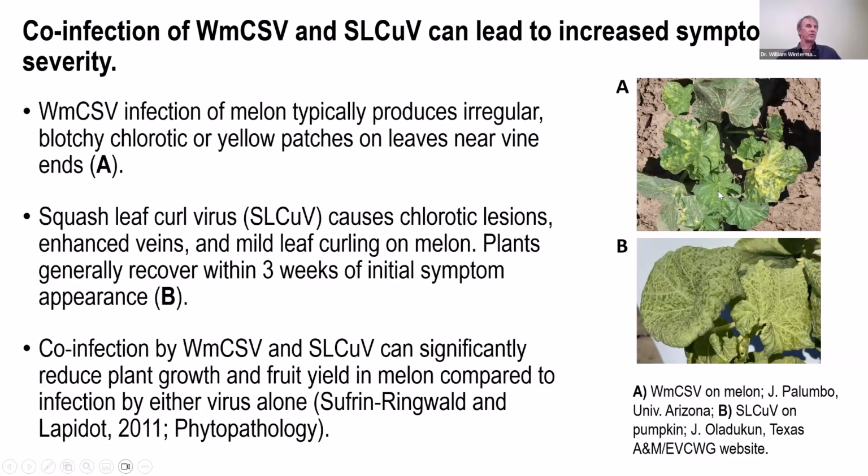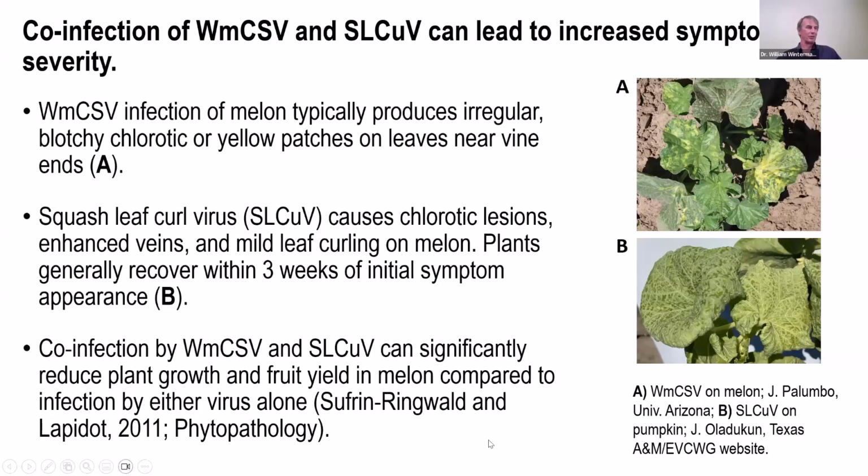As you can see on the top photo with watermelon chlorotic stunt virus alone, you see that kind of blotchy yellow pattern on the leaves. The squash leaf curl symptom, this is actually the same photo that Femi showed in his presentation a few minutes ago, single infection of squash leaf curl virus. Squash leaf curl was first found in the western United States in Arizona and California. Watermelon chlorotic stunt is a Middle Eastern virus.